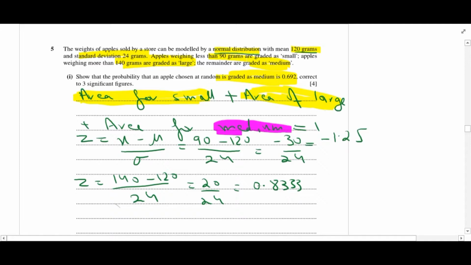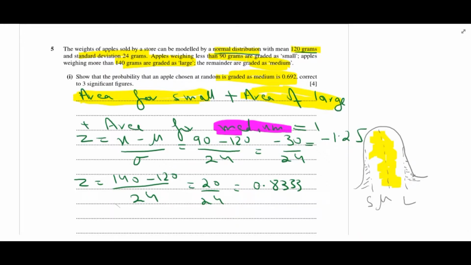So this is the normal distribution curve. This is our mean value. This is the region for the large, and this is the region for the small. Any number lesser than small would be that area, and any number greater than large would be that area. We need to find the middle area. I will highlight it with red. We need to find this area.